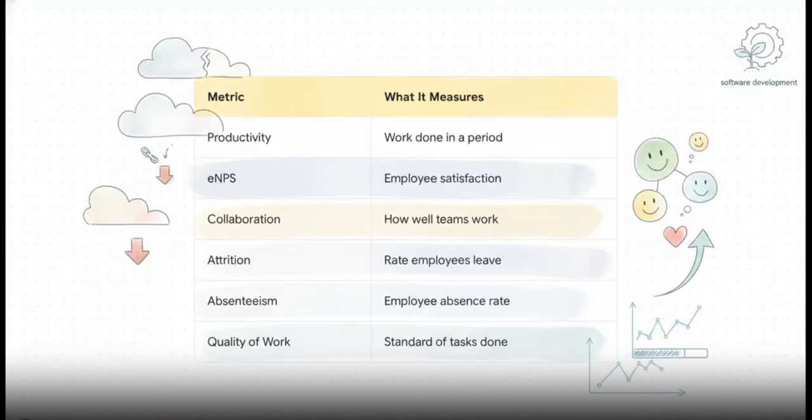Let's look at a few examples. You've got things like attrition, which is the rate that employees leave, or the Employee Net Promoter Score, or ENPS, which measures how happy people are at work. Tracking these can give you an early warning about problems like burnout or low morale before they completely derail your project. It's all about understanding the health of your most important asset, your people.